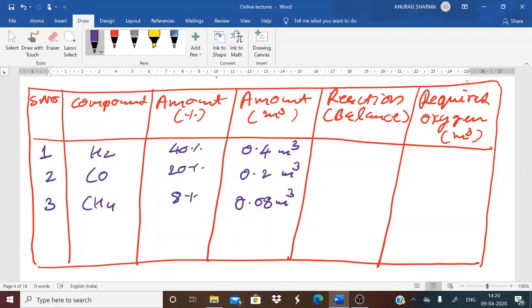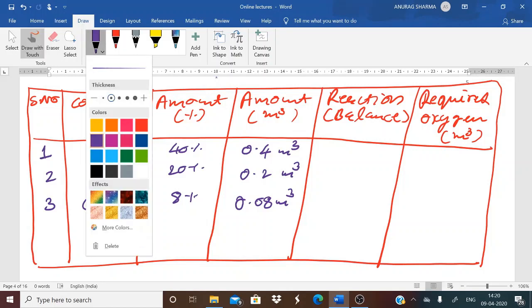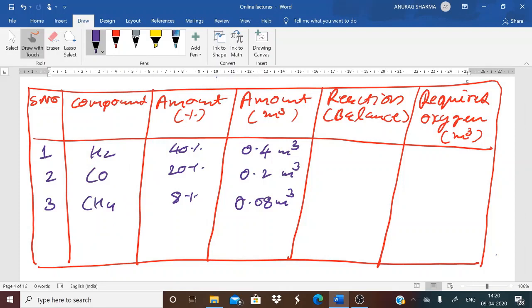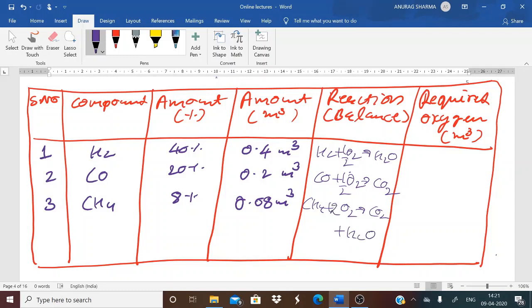Now we will write the balanced reaction. Hydrogen reacts with oxygen and the final product is H2O. Now this is balanced, and in case of carbon monoxide, this is not a balanced reaction, so we will put half. And then methane reacts with oxygen and the product is CO2 and H2O. This is not a balanced reaction, so we will put 2 here and 2 here.